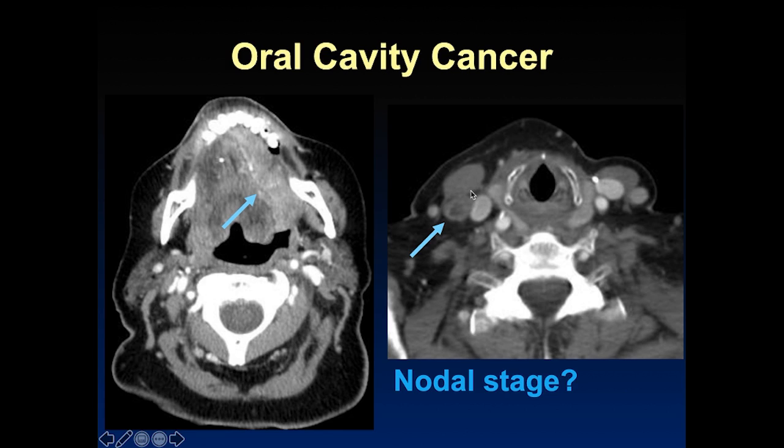So this is going to be a level 3 lymph node that looks clearly necrotic. And because it's on the right side as opposed to the left side, this is a contralateral metastasis. So the nodal staging here is going to be N2C disease because we're involving contralateral lymph nodes.